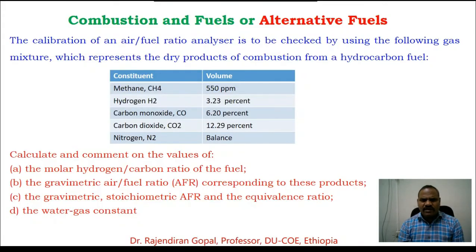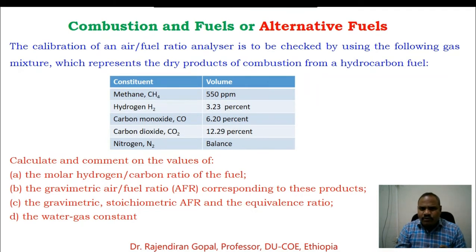Welcome you all. Today we are going to discuss one more exercise in combustion and fuels. This exercise also comes under the alternative fuels. The question is, the calibration of an air-fuel ratio analyzer is to be checked by using the following gas mixture, which represent the dry products of combustion from a hydrocarbon fuel. The constituents and the respective volumes are given.